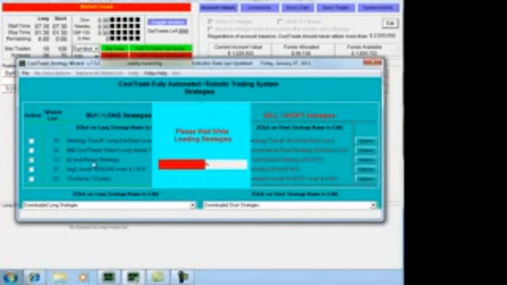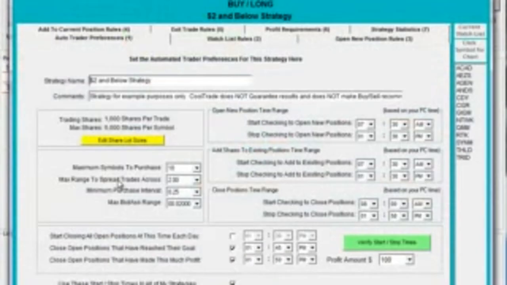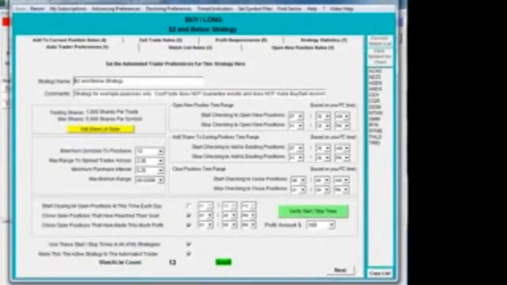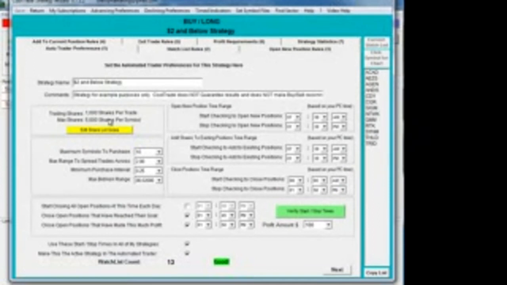So right now I'm clicking on the $2 or below strategy, and I'm going to just show you guys real quick just how simple some of these strategies can be. This strategy right here has been supposedly pretty successful for people in the past, but you're going to see it's really simple. It only trades stocks that are between $1 and $2. It trades 1,000 shares at a time, and it'll only trade up to 5,000 shares per symbol, and we add on 10% drops. Right here, this is when it trades, and I'm actually going to change this to 8:30. I like the market to be open for about an hour before I start trading.